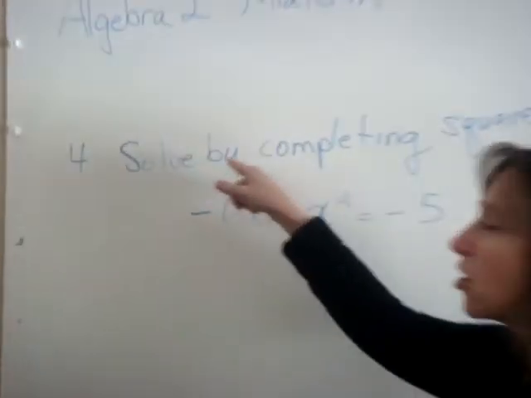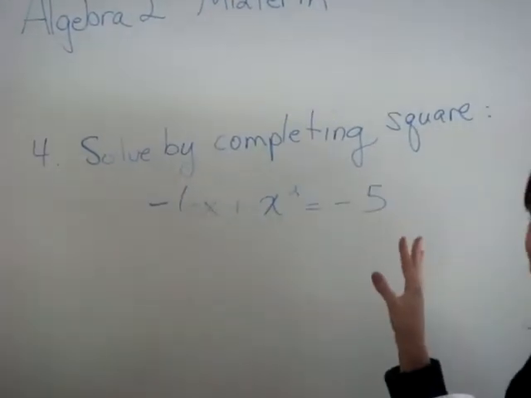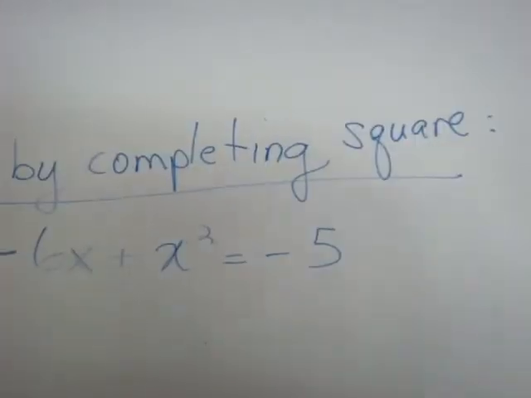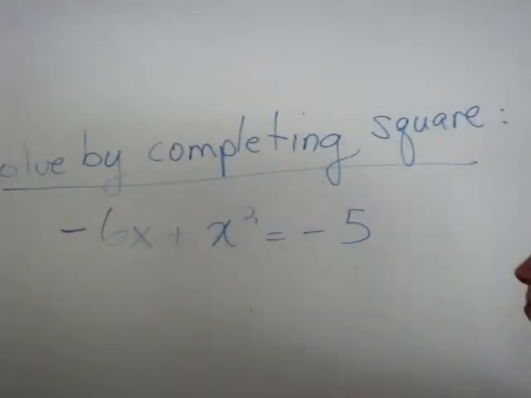Alright, number 4, solve by completing the square. Believe it or not, a couple of you tried to factor this problem. But when it says you have to solve by completing the square, you have to do what the directions say. You didn't get many points if you factored it. I think you got 1.